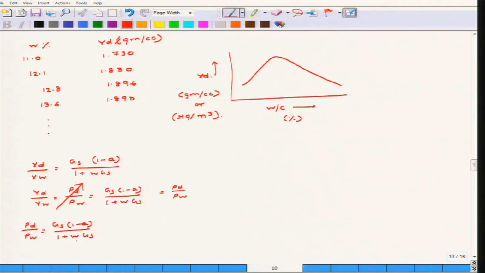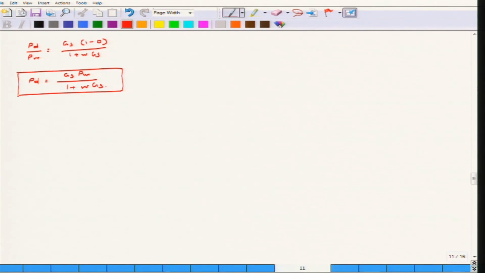Now for the zero air void line, A is equivalent to 0. So we get rho D by rho W is equal to GS into 1 minus 0 by 1 plus W into GS, that is rho D is equal to GS into rho W by 1 plus W into GS. So this is the formula for the zero air void curve. Here the saturation is always 100%, and this is the equation for the 100% saturation line.